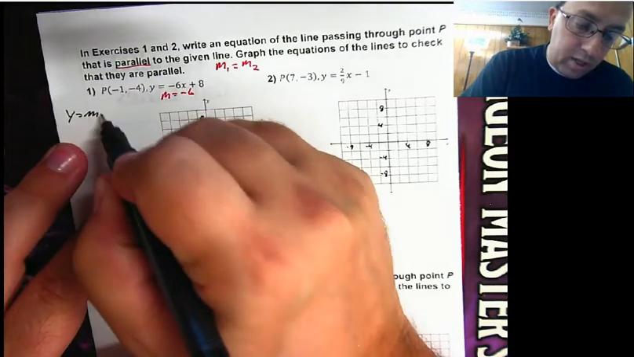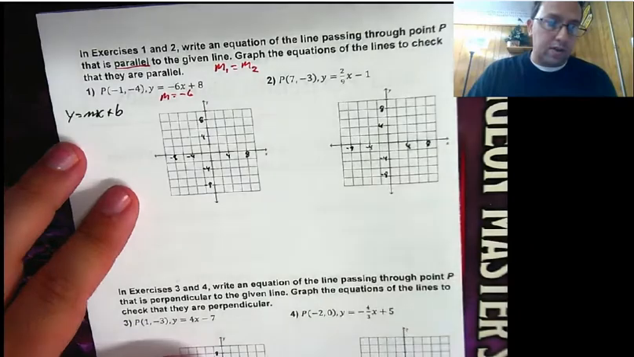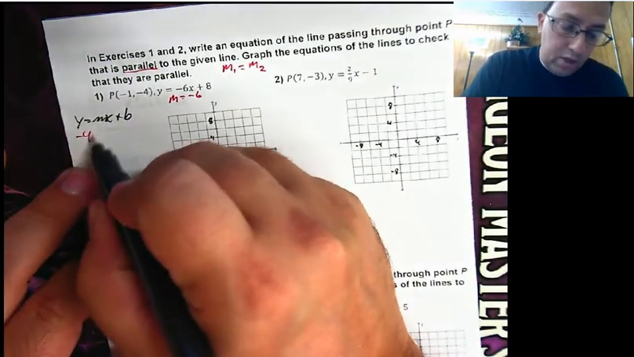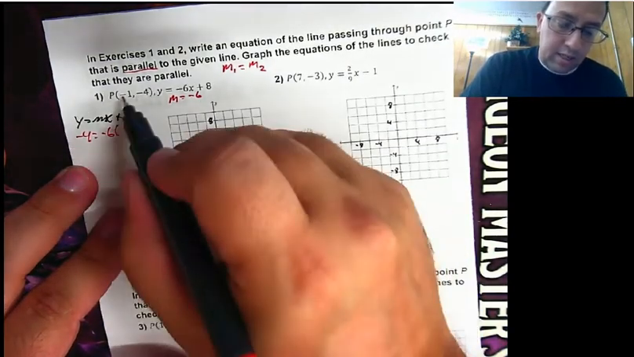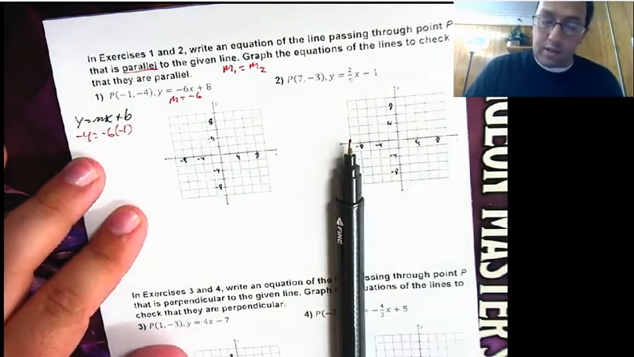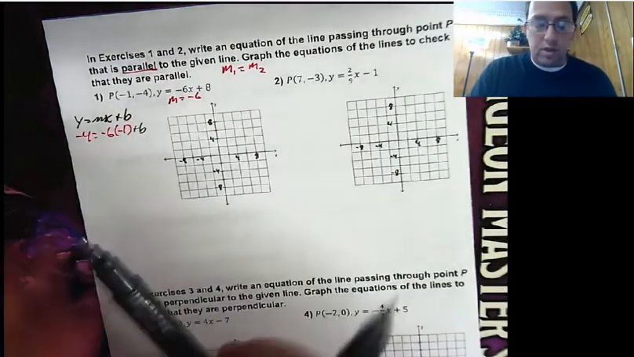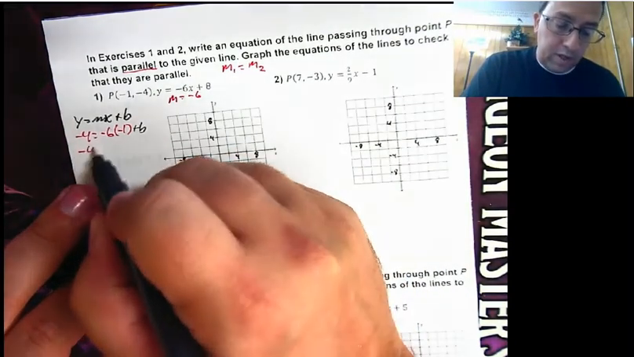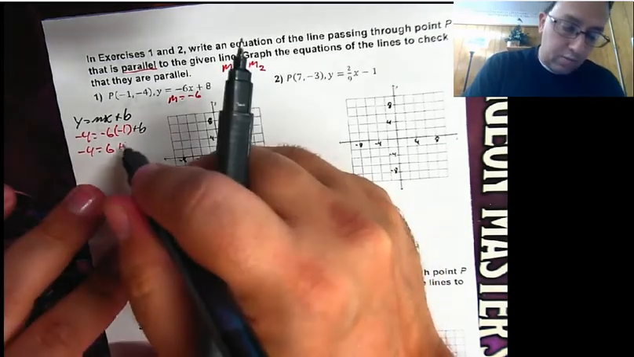Y equals mx plus b. And now I'm just going to plug stuff in. I know y comes from right here. That is negative 4. I know m is my slope. That is negative 6. X, I'm going to plug in the negative 1 from this x coordinate. And I don't know what b is. So plus b, I have to solve for b. Well, that's no big deal. That's not a problem. We're going to multiply here first. So negative 4 equals positive 6 plus whatever b is.